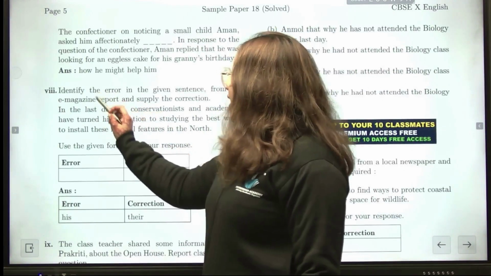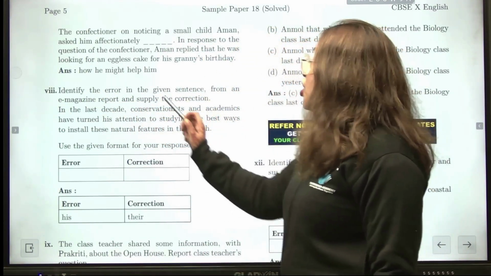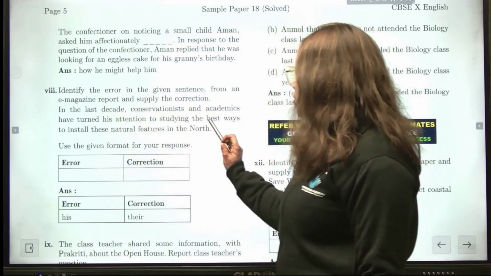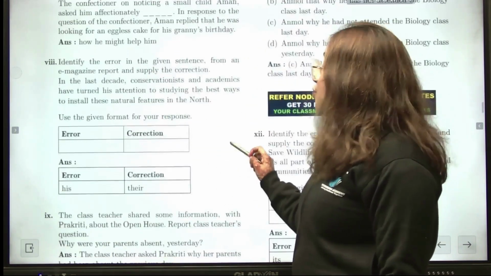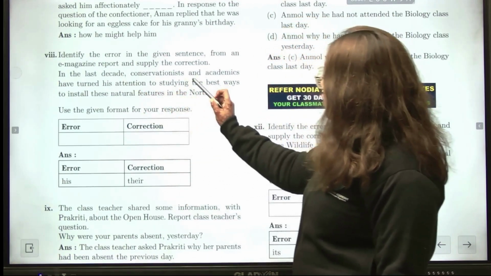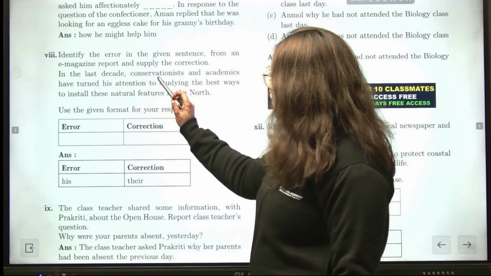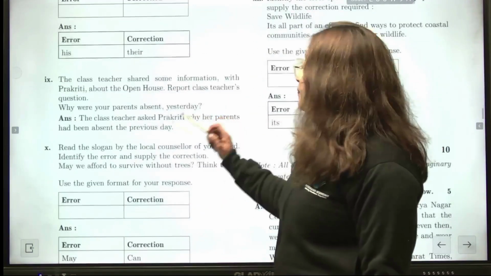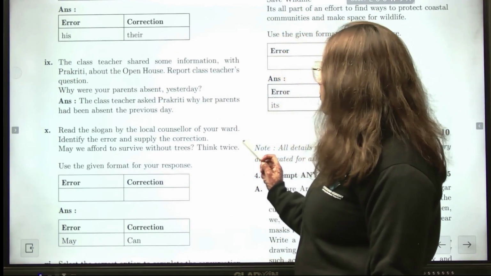Clear. Now identify the error in the given sentence from an e-magazine report and supply the correction. So in the last decade, conservationists and academics have turned his attention to studying the best ways to install these natural features in the north. Use the given format for your response. ठीक है. Conservationists and academics plural है तो his होगा. No, their attention.